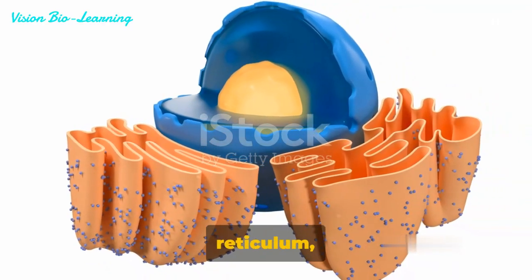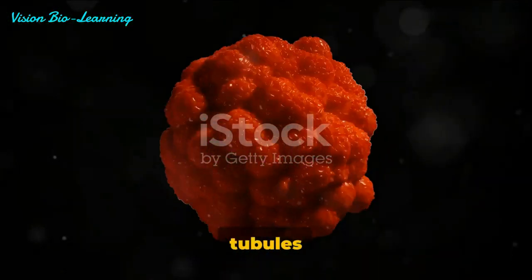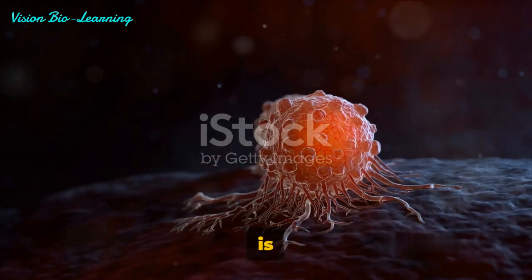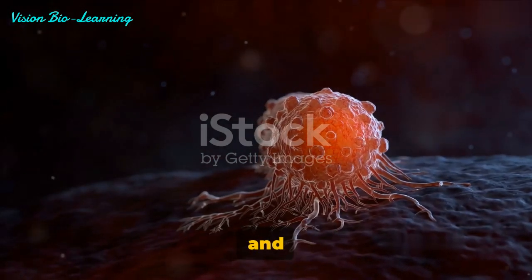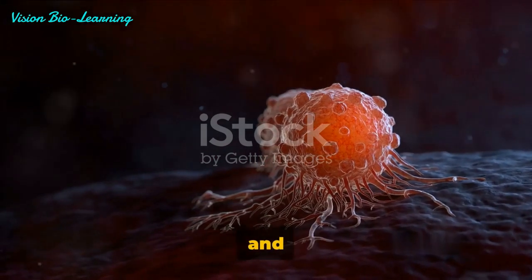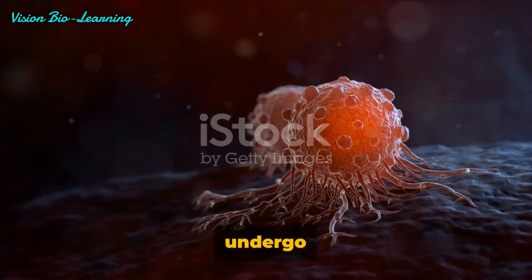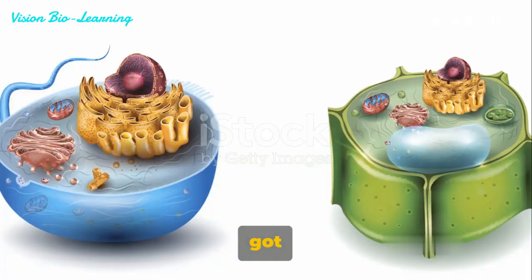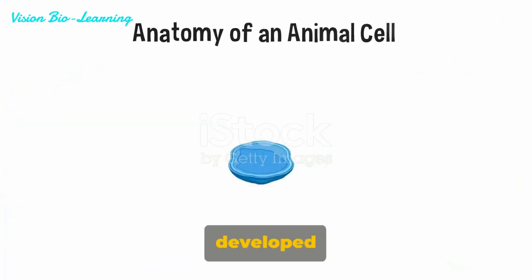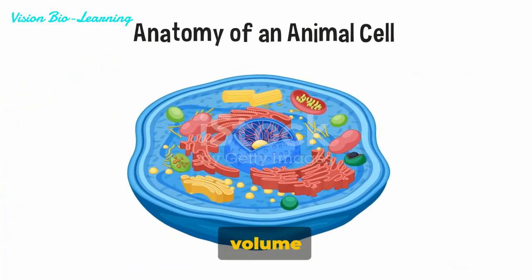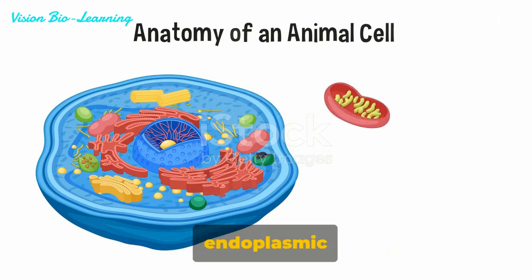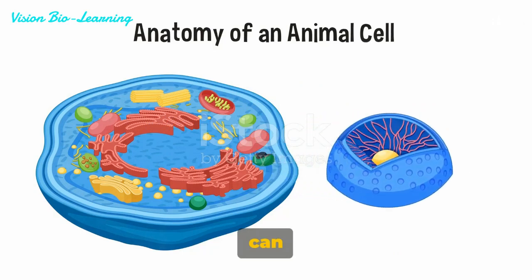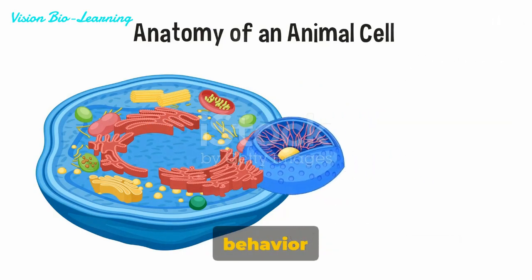The endoplasmic reticulum, or ER, is a network of tubules involved in protein and lipid synthesis. In cancer cells, the ER is simplified and frequently fragmented and degranulated. Both the granular and agranular endoplasmic reticulum undergo changes in amount and structure. So, just to recap, we've got a scarcity of cytoplasm, a poorly developed Golgi apparatus, a reduction in the volume of mitochondria, and changes in the endoplasmic reticulum. Each of these changes, alone or in combination, can significantly alter the function and behavior of a cell.